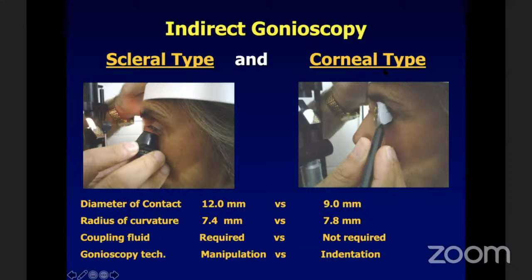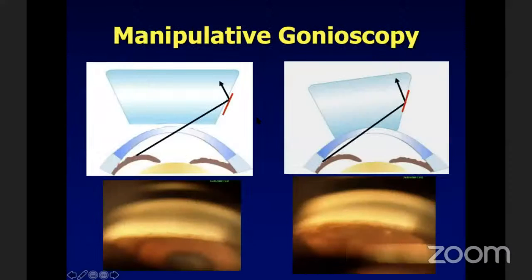So this corneal type gonioscopy is what we call indentation gonioscopy. You press and push aqueous to open the angle, while with the Goldmann type scleral lenses, you do what is known as manipulation gonioscopy. So these are the two techniques we use for slit lamp gonioscopy.